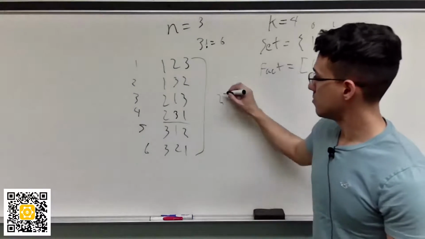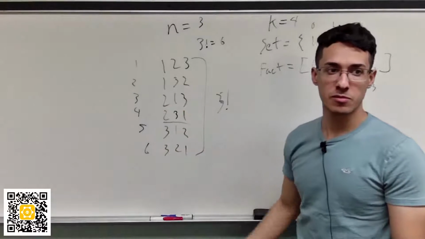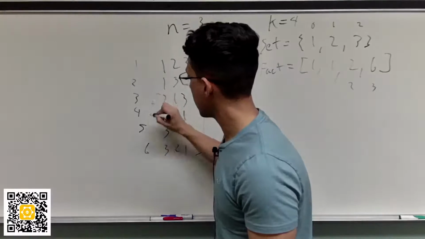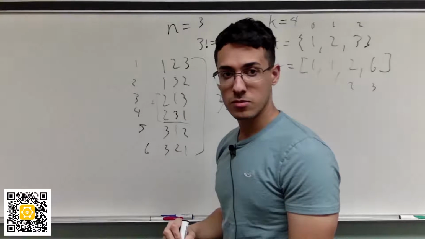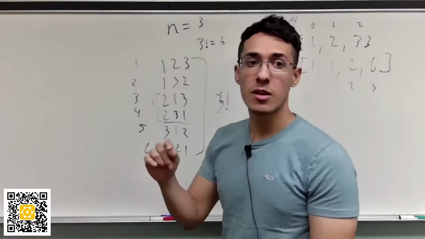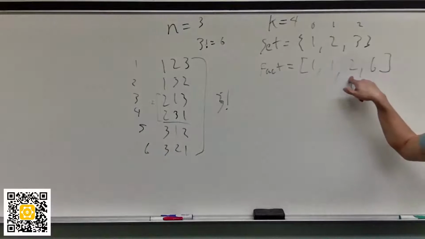How many times does the first digit appear? Twice. So it's twice for all of them. Yeah, 2. And what is 2? 3 factorial. I mean 2 factorial. Yeah, exactly. So it's 3 minus 1 factorial. So let's say we're here, we have to get this value.